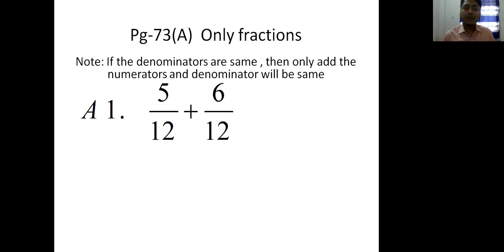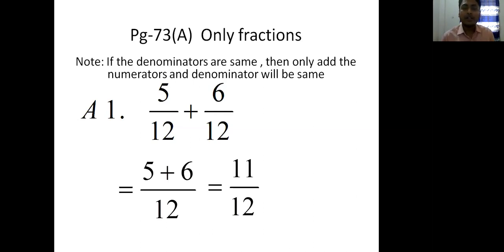Here you can see 5 by 12 and 6 by 12. The two fractions are given and they have the same denominator. That's why we will just add 5 and 6, and 12 will stay the same. Did you see that? So add 5 and 6, and finally we got 11 by 12. Here the upper one is smaller, so that will be the answer.